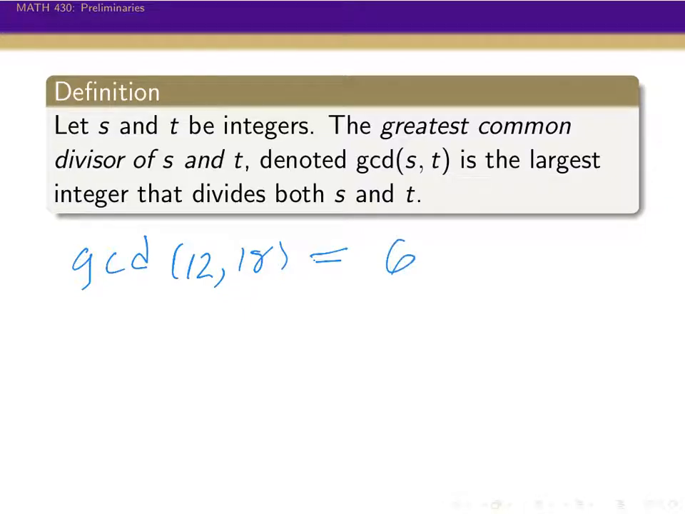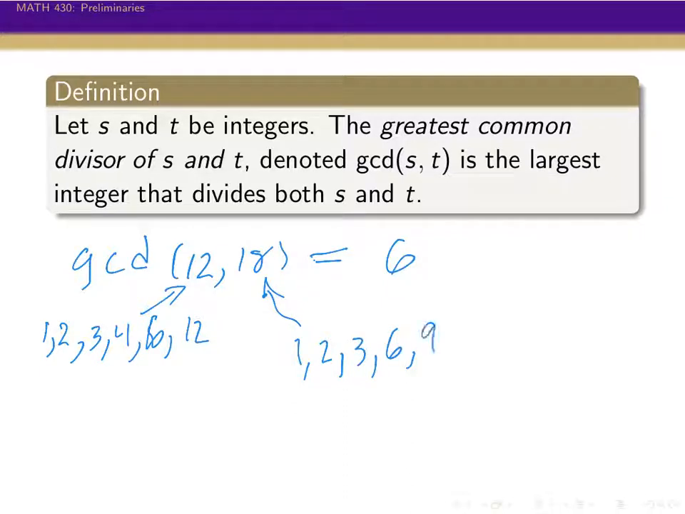Because if you take the divisors of 12, that's going to be 1, 2, 3, 4, 6, and 12. Divisors of 18 are 1, 2, 3, 6, 9, and 18. What's the largest one they have in common? Well, they both have 6 in here. And so that's why 6 is the greatest common divisor between the two.